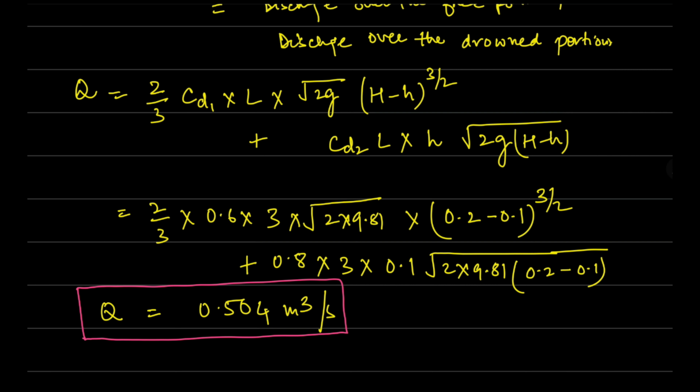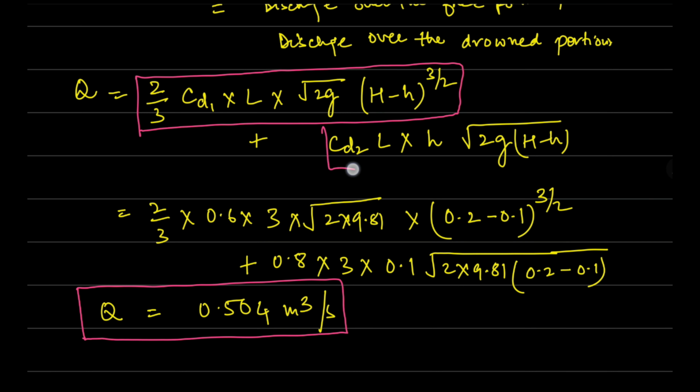So this is the first portion, the free portion, and the second portion discharge is for the drowned weir portion, which we have to calculate separately. And if CD1 and CD2 are the same, meaning only one discharge coefficient is given to us, then we will use the uniform CD. Otherwise, if the coefficients of discharge are different, then we will use the different values. So this is our answer, and that's how all the problems related to this chapter are concluded over here.